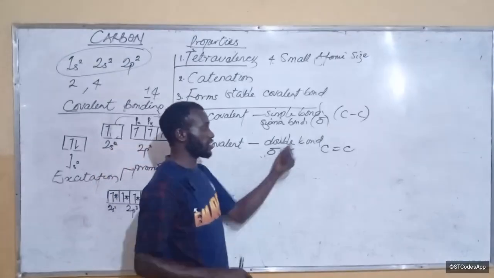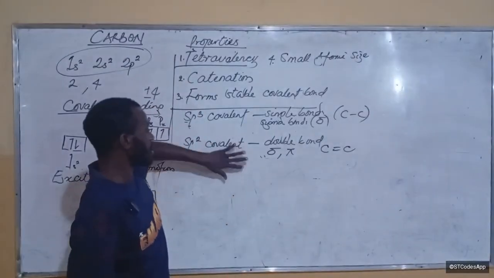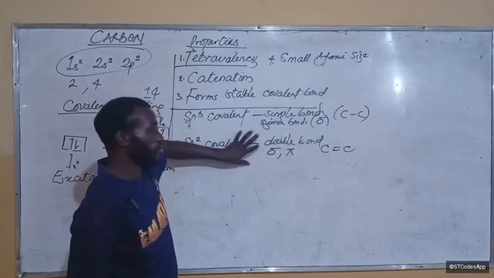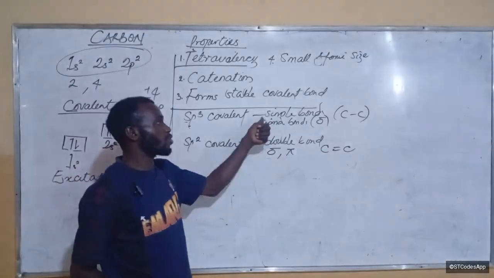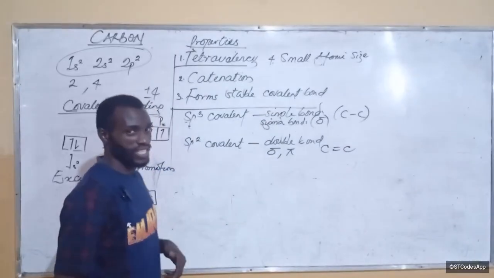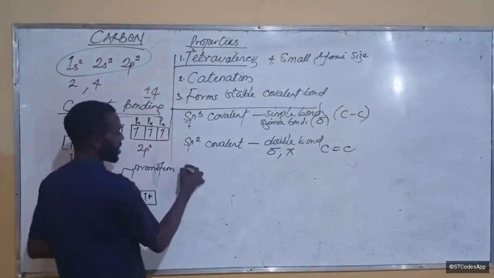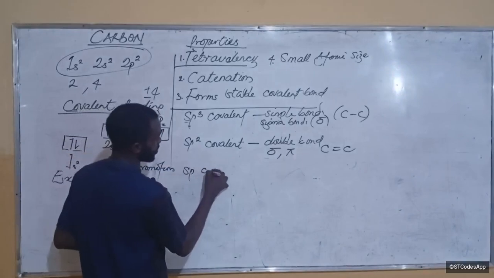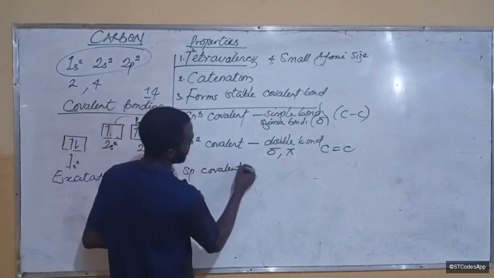So the implication of that is that it will be weak. So whatever molecule is formed here is not going to be as strong as this one here. Do you understand now? That's the implication. Then we have the sp covalent bond.